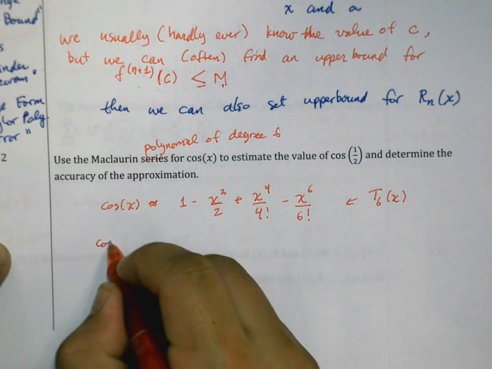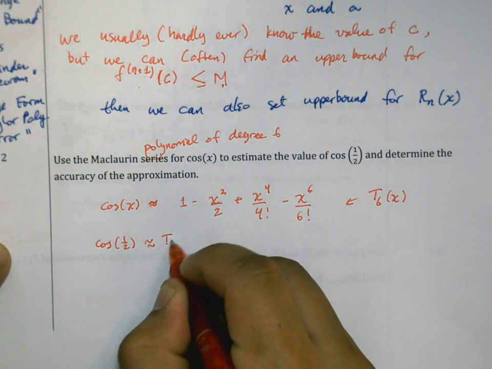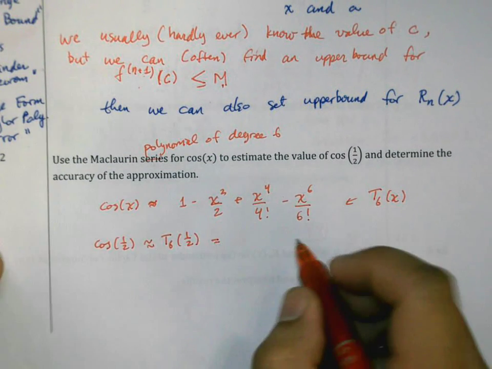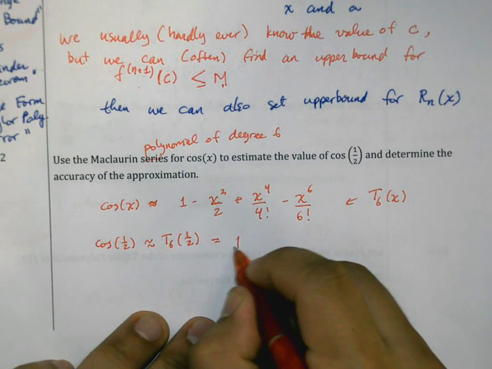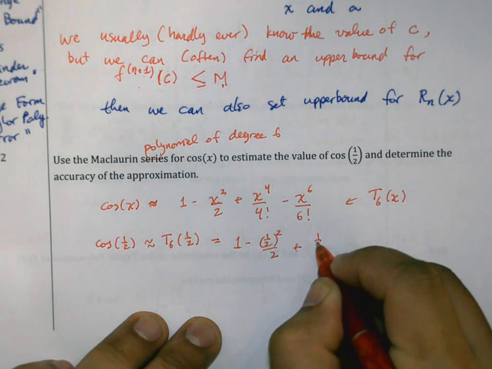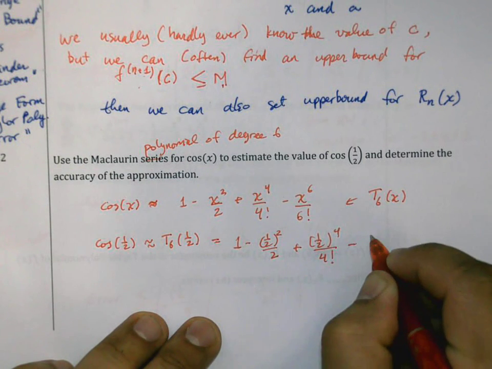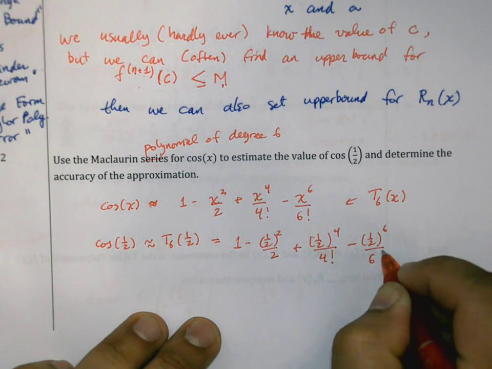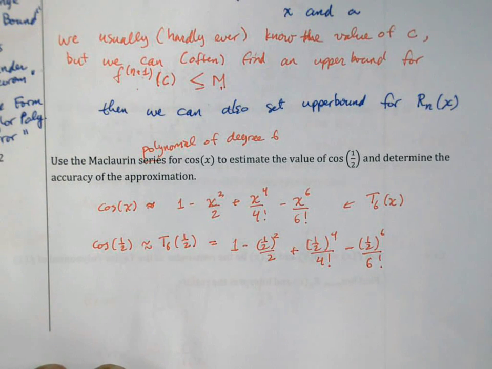So now cosine of 1/2 is approximately equal to the Taylor series of the 6th degree at 1/2, which is equal to, and basically we're going to take 1/2 and substitute it into x. So 1 minus 1/2 squared over 2 plus 1/2 to the 4th over 4 factorial minus 1/2 to the 6th over 6 factorial. And let's compute what all of that is equal to.